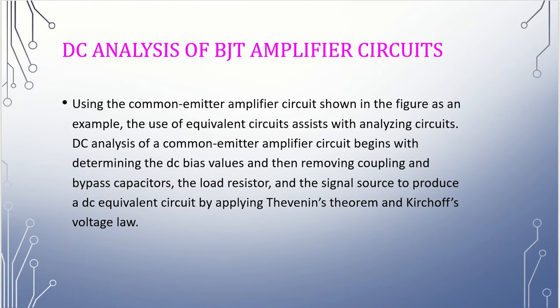DC analysis of BJT amplifier circuits, using the common emitter amplifier circuit shown in the figure as the example. The use of equivalent circuits assists with analyzing circuits. DC analysis of a common emitter amplifier circuit begins with determining the DC bias values and then removing the coupling and bypass capacitors, the load resistors and the signal source, to produce a DC equivalent circuit by applying Thevenin's theorem and Kirchhoff's voltage law.